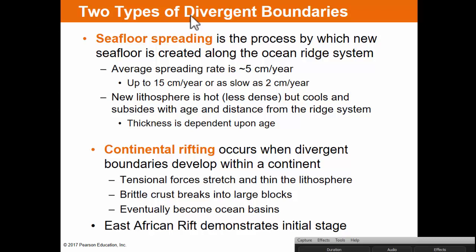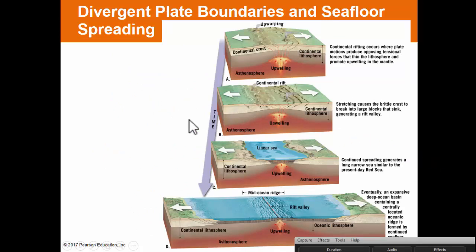Now, the other type of divergent boundary is the continental rifting. It occurs when divergent boundaries develop within a continent. Tensional forces stretch and thin that continental lithosphere. That brittle crust breaks into large blocks. Those central blocks drop down, creating the rift, and the other blocks are pulled away, and eventually those rifts are filled with water. And again, in the East African rift zone, we have volcanoes, we have long linear lakes, the Nile River essentially comes out of it, and so all those features are created.